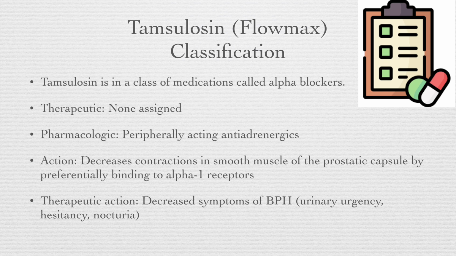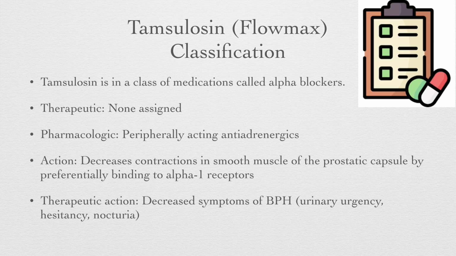So on this slide, I will be telling you about Tamsulosin, which is also called Flomax, classification. So Tamsulosin is in a class of medications called alpha blockers. There is no assigned therapeutic classification. Its pharmacologic classification is a peripherally acting antiadrenergics.